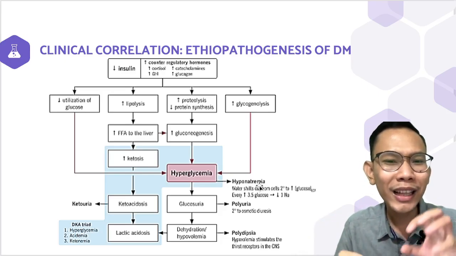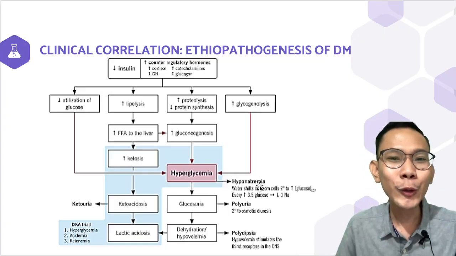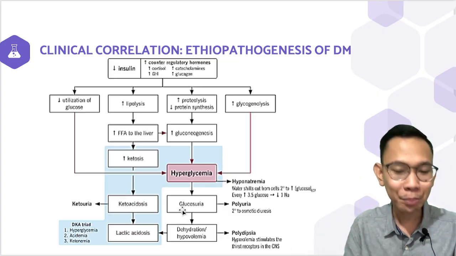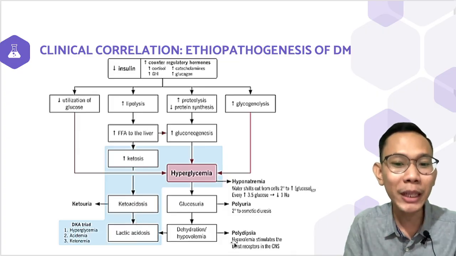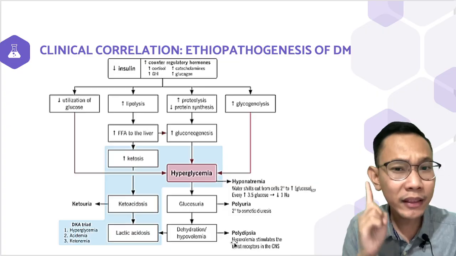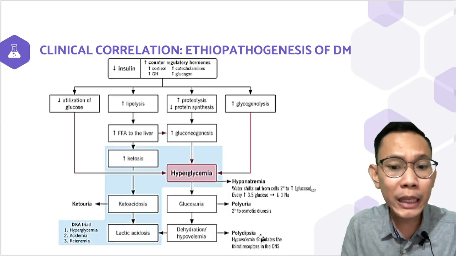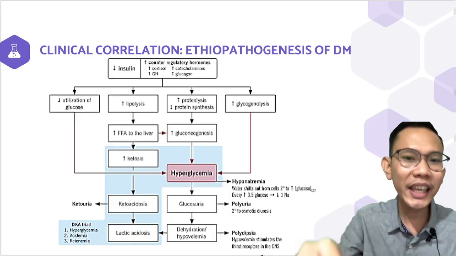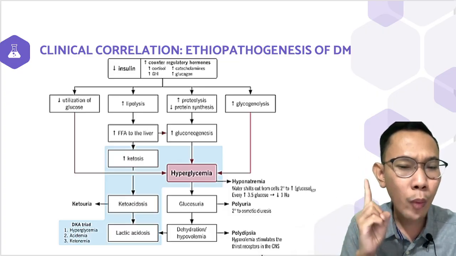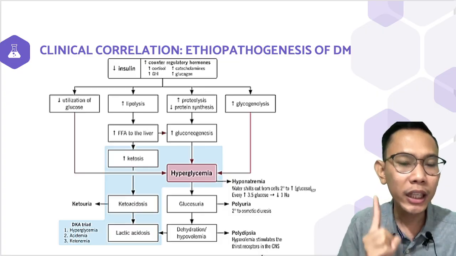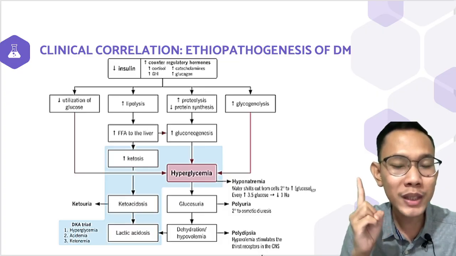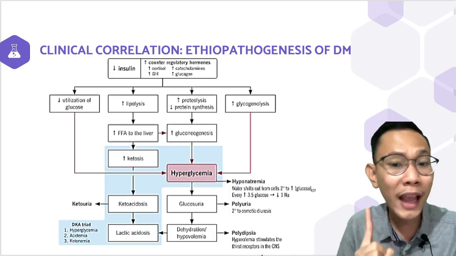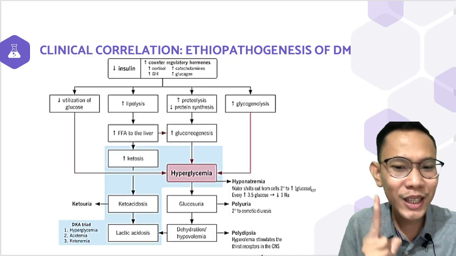Now, ihi ka ng ihi, maraming tubig ang lalabas kasi of your osmotic diuresis, the glucose will attract more water. What will happen? Nawawalan ka na ng tubig sa katawan. You become dehydrated kasi lumalabas ang tubig through your polyuria. You become dehydrated or hypovolemic. Then that will signal our central nervous system to stimulate the thirst receptor in the CNS. Kasi nga, ihi ka ng ihi, kailangan mo pa ng tubig. Kasi nga, nawawalan ka na ng tubig, dehydrated ka na. So therefore, nagkakaroon na tayo ng polydipsia. That's the reason of your polydipsia.